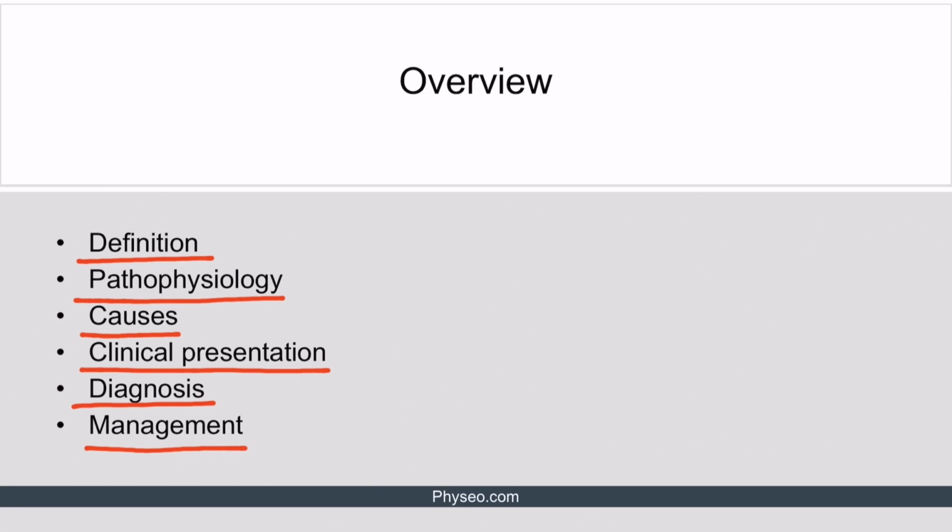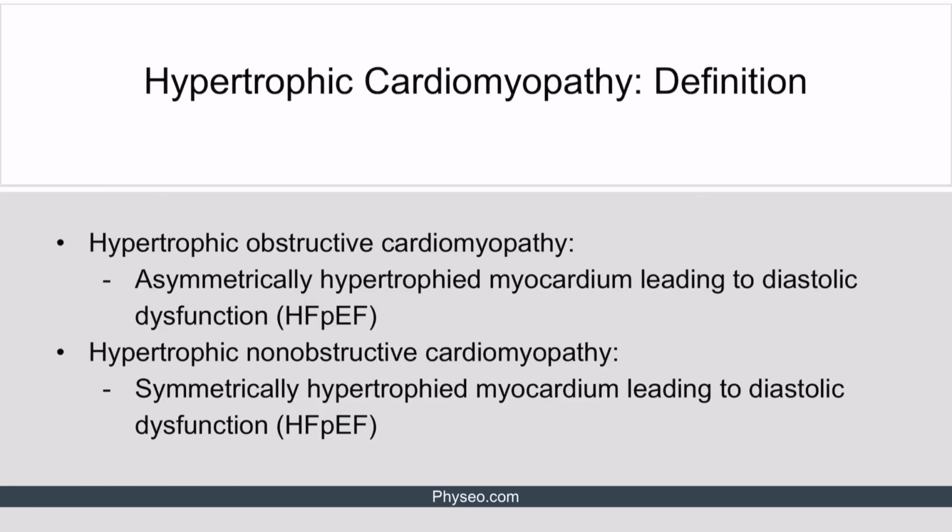Let's start with hypertrophic cardiomyopathy. Hypertrophic obstructive cardiomyopathy is characterized by asymmetrically hypertrophied myocardium, leading to diastolic dysfunction. Hypertrophic non-obstructive cardiomyopathy, on the other hand, is characterized by symmetrically hypertrophied myocardium, also leading to diastolic dysfunction. In either case, hypertrophic cardiomyopathy leads to heart failure with preserved ejection fraction.